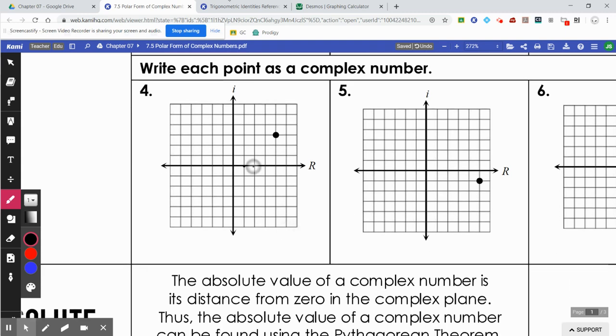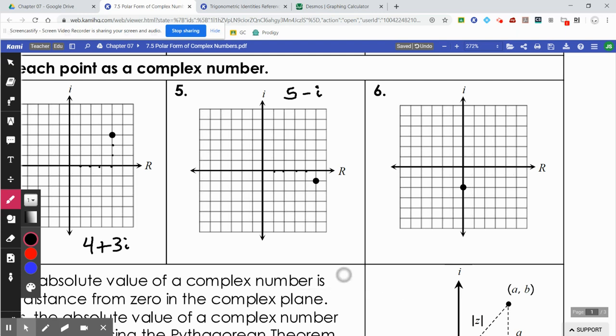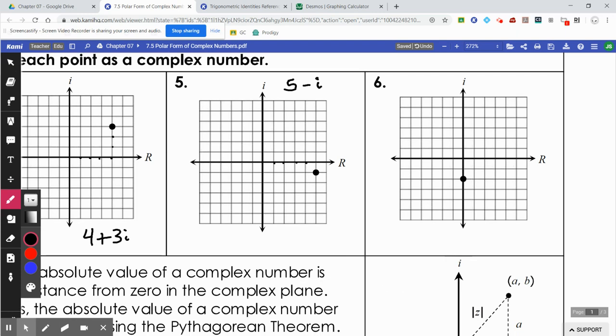The next ones, let's write them as complex numbers. We went over 1, 2, 3, 4, so 4 is our real value. And then we go up 1, 2, 3. So that'd be 4 plus 3i. Next one, we went over 1, 2, 3, 4, 5, so 5 is our real number. And then we went down 1 unit on our imaginary. So this would be 5 minus i. And the next one's a pure imaginary. We didn't go right or left any. We just went down 2. So this would be -2i.